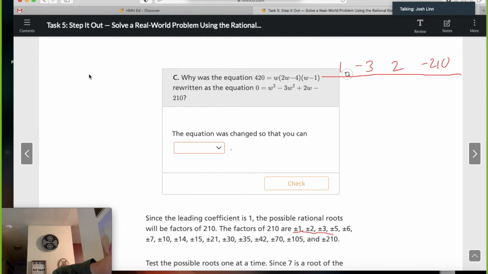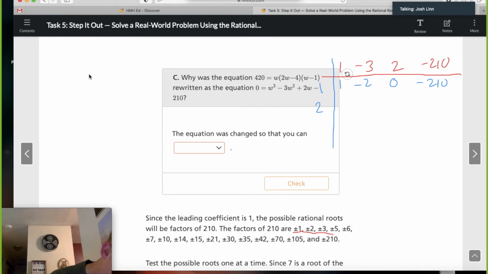So if I do 1, bring the 1 down. 1 times 1 is 1, plus negative 3 is negative 2. Negative 2 times 1 is negative 2. Plus 2 is 0. 0 times 1 is 0. Minus 210. So that's not it.